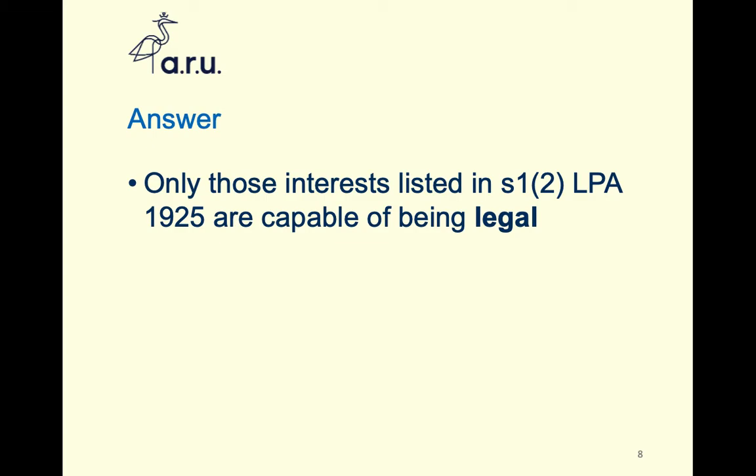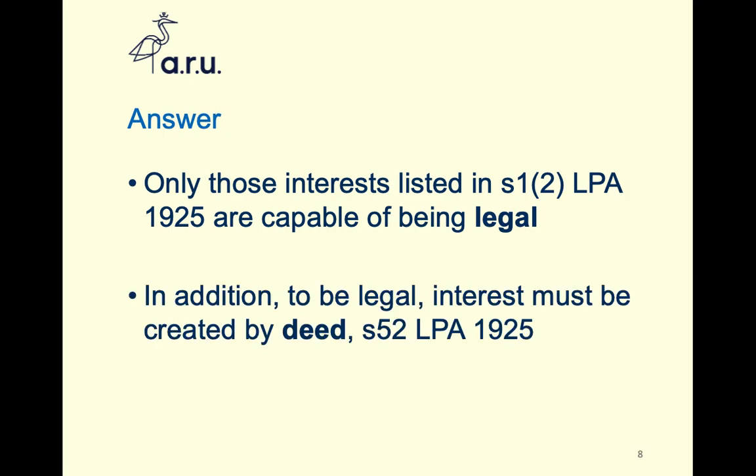So only the 5 things listed in section 1.2 are capable ever of being legal. Nothing else will ever be capable of being legal. Even if you put a deed on it, it will not become legal. It's got to be listed within section 1.2 and then have a deed in order to be legal. So that's what that says there.